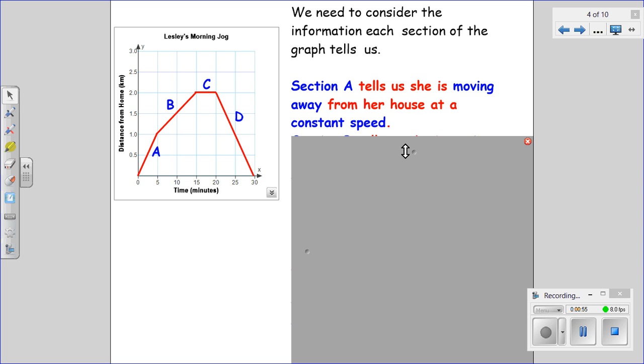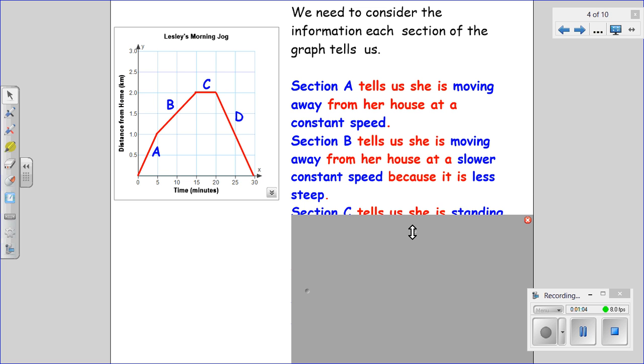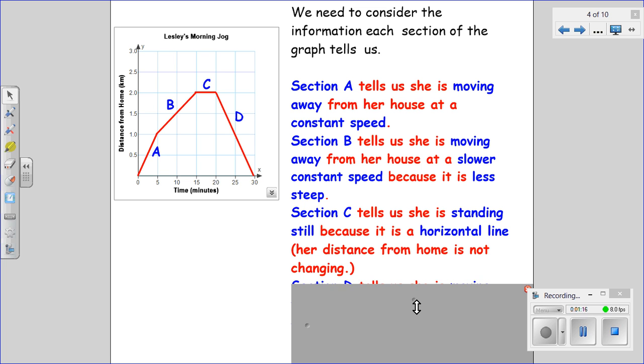line. In part B, the line is not as steep, so it tells us we're going at a slower constant speed, but it's still constant because it's a straight line. And it's still away from the house because the distance is still increasing. Part C tells us she's standing still because it's a horizontal line and the distance from home is not changing.